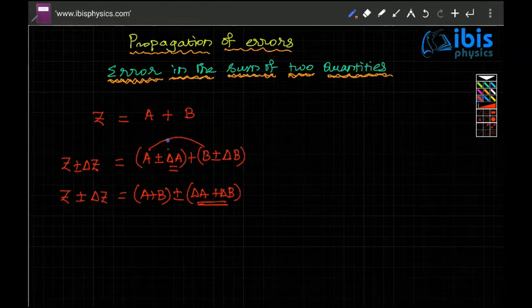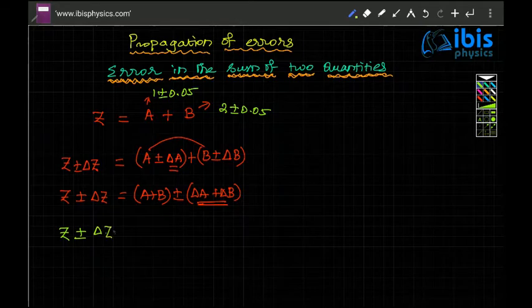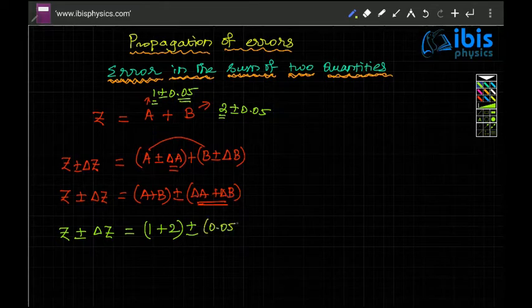Suppose, based on what we have done here, let us say A is 1 plus or minus 0.05. B is, let us say, 2 plus or minus 0.05. Then what is Z? Z plus or minus delta Z, based on this, is A plus B, plus or minus delta A plus delta B. Delta A is 0.05 plus delta B is 0.05. So now what we are getting is 1 plus 2 is 3, plus or minus 0.05 plus 0.05, which is 0.1.